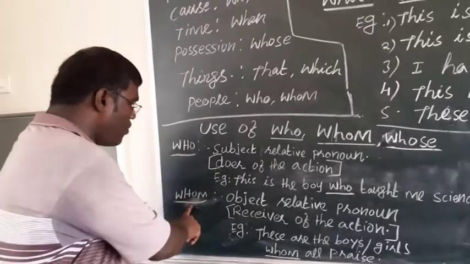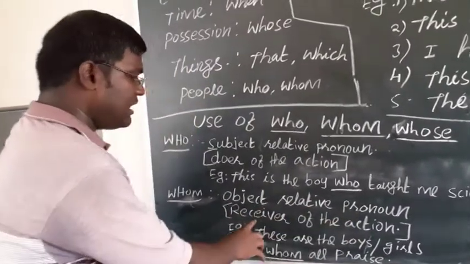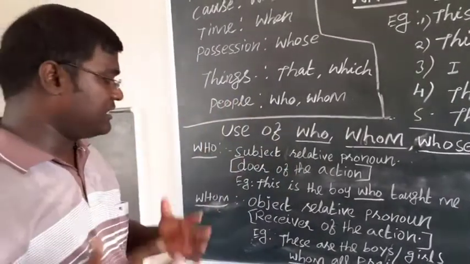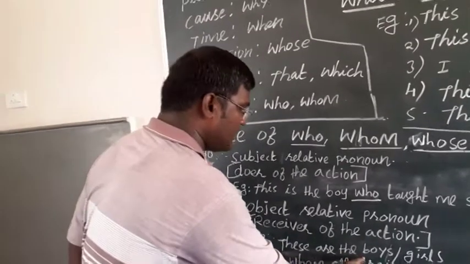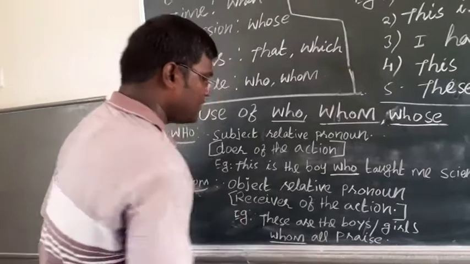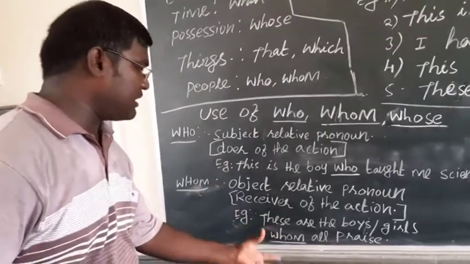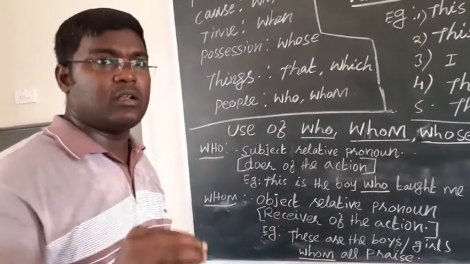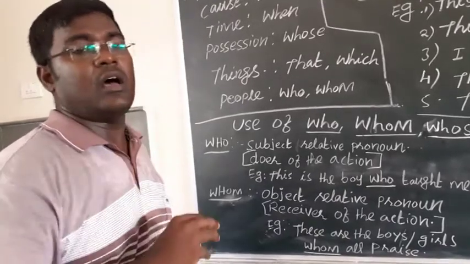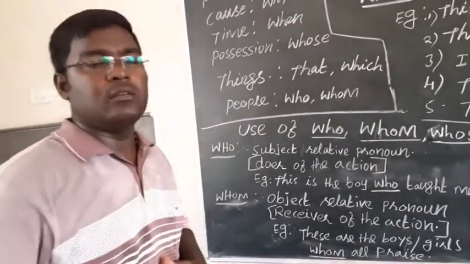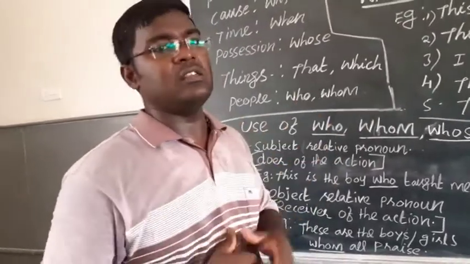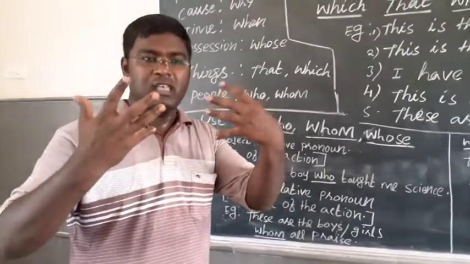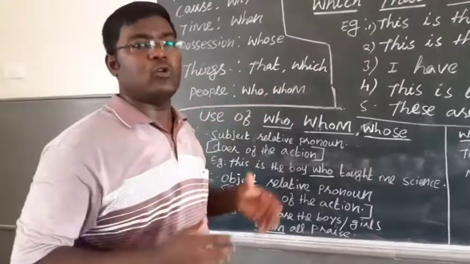The second, whom, is an objective relative pronoun, the receiver of the action. Here the person does not do the action, he only receives the action. Example: these are the boys and girls whom all praise. We do not know the action done by these boys and girls, but they all praise them. They are only the receiver of the action. Another example: Abdul Kalam is someone whom most students admire. Here he does not do anything, he only receives the action. What is that action? Most students admire.